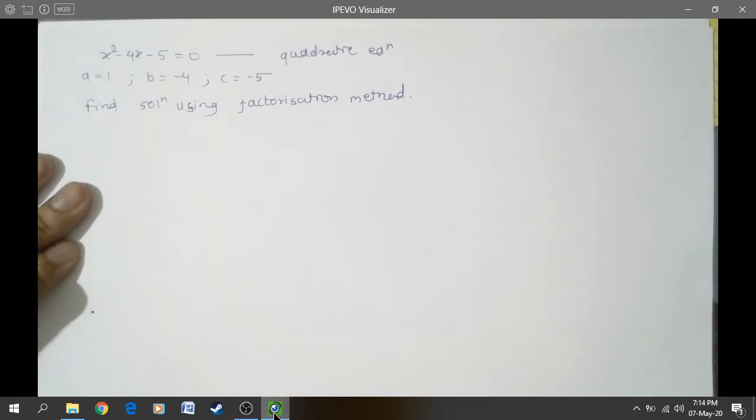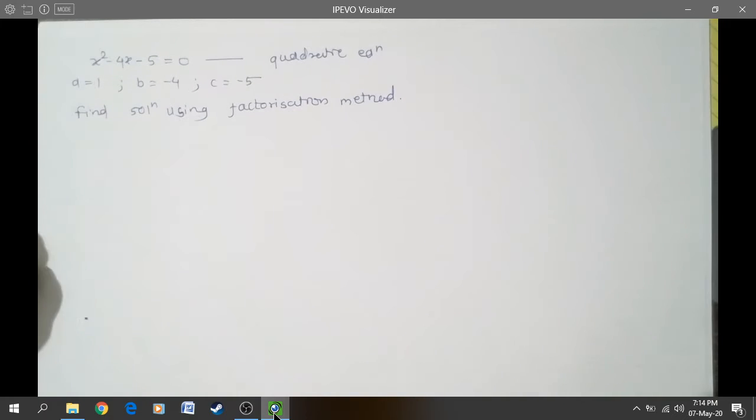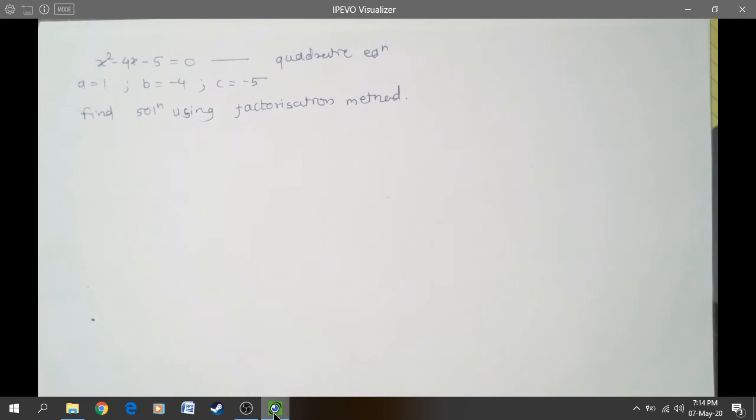So let's learn the factorization method and find the roots of the given equation. We know what is meant by roots of the given equation. Roots and solution are the same word. Finding the root and finding the solution is the same thing. Do not confuse the two different words. They are the same thing.